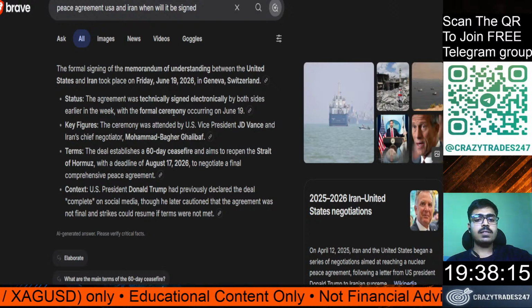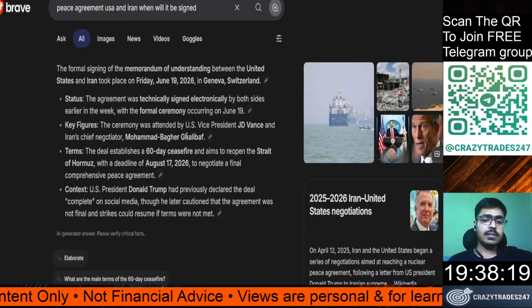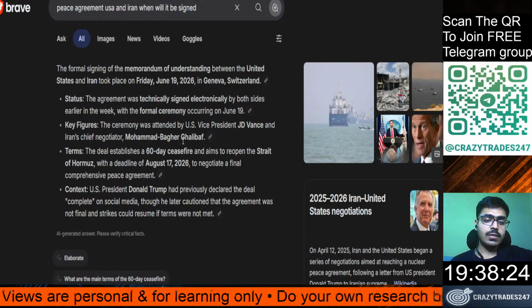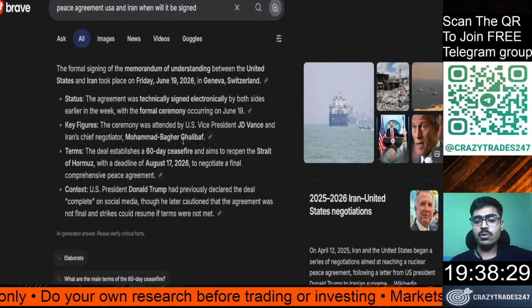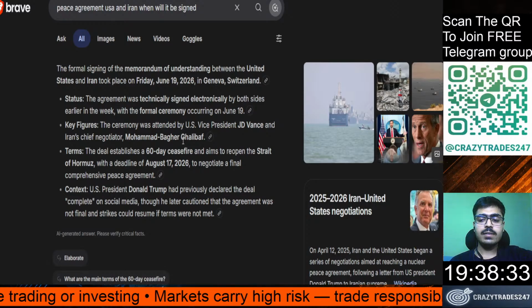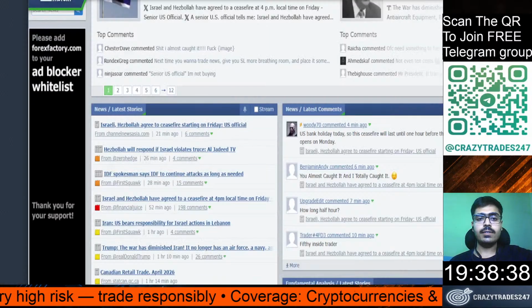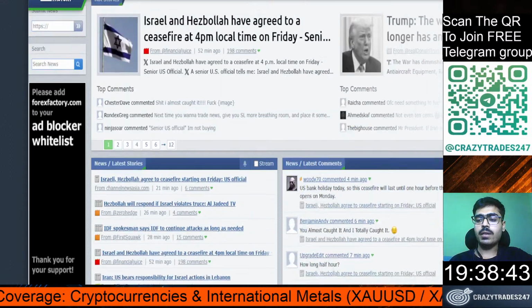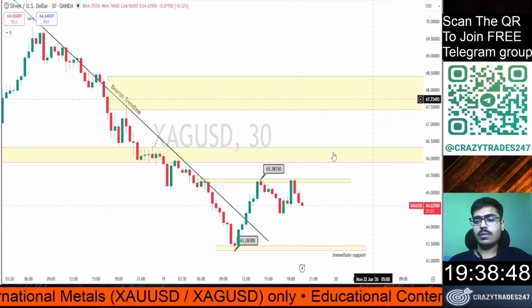The agreement was technically signed electronically by both sides earlier this week. I mean, the agreement is already signed, but it's been signed electronically. The formal ceremony is occurring on 19th June, which is today. So we might see some news upcoming of the deal getting signed. So that's an event for today. But I don't think that's going to affect the market in some volatile manner.